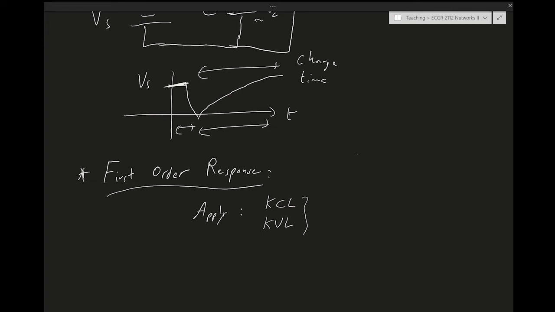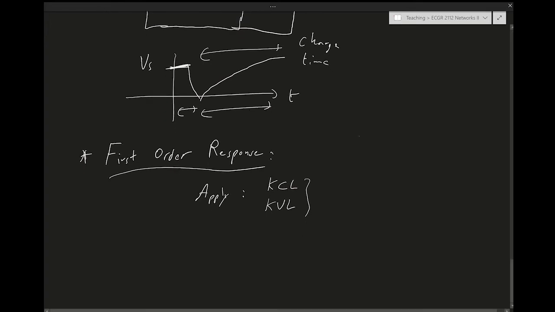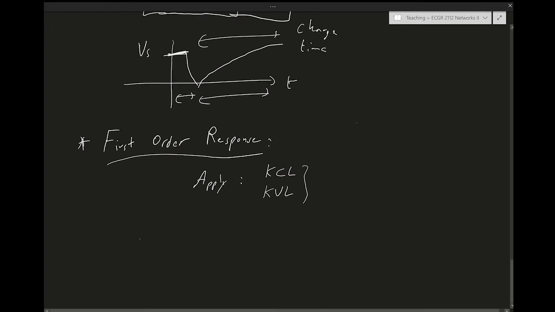So let's talk about solving the differential equation. Before worrying about how we get the differential equation from the circuit, let's talk about how we solve the differential equation. So typically a general first order differential equation will look something like this: dx(t)/dt plus some constant times x(t) equals f(t), some input here. So this is called the forcing function.